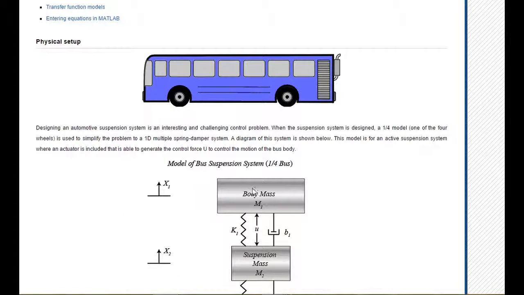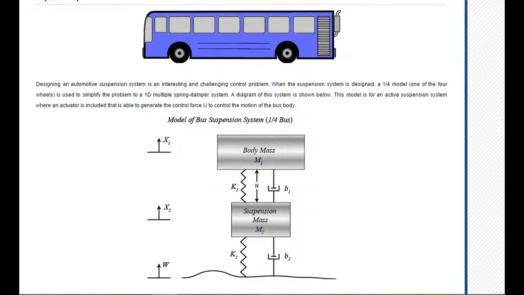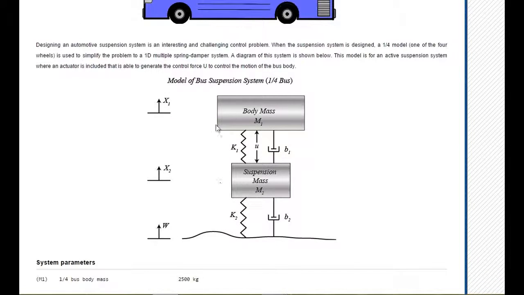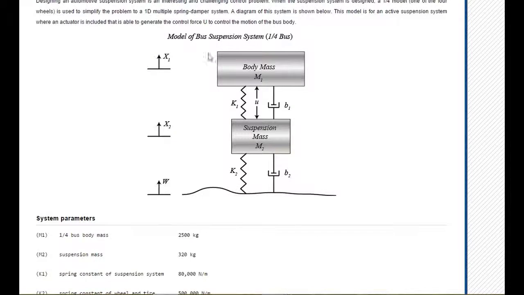This is the 1/4 model of the suspension system of a bus, and M1 and M2 are the two masses. M1 represents the entire body of the bus, M2 represents the suspension system of the bus. K1 is the spring constant, B1 is the damping unit, and U represents the controlling force.